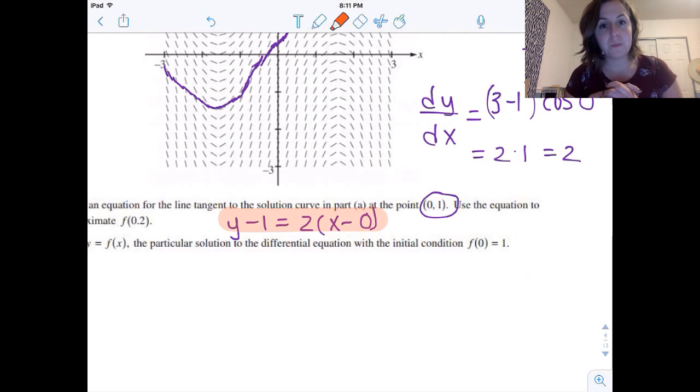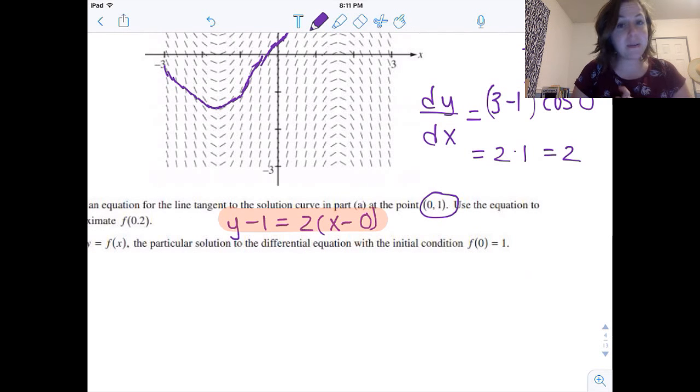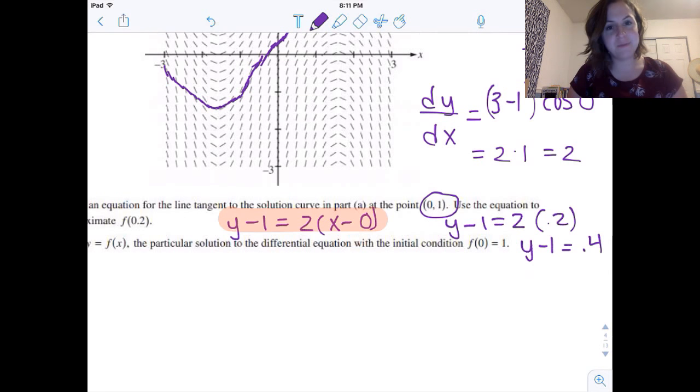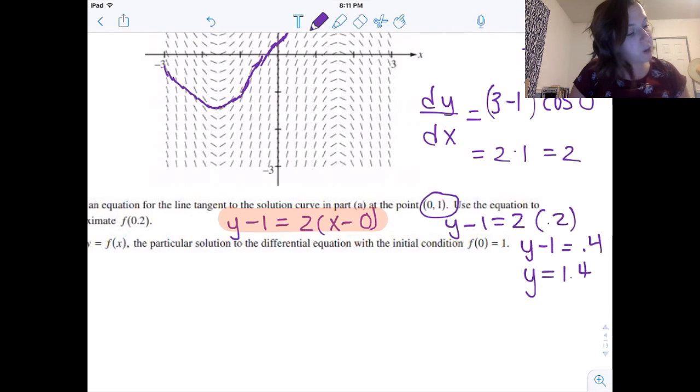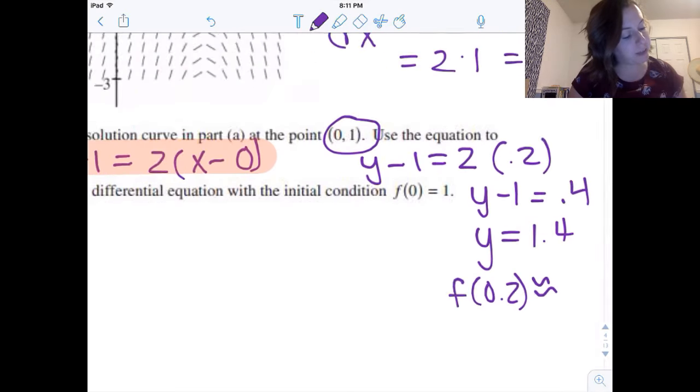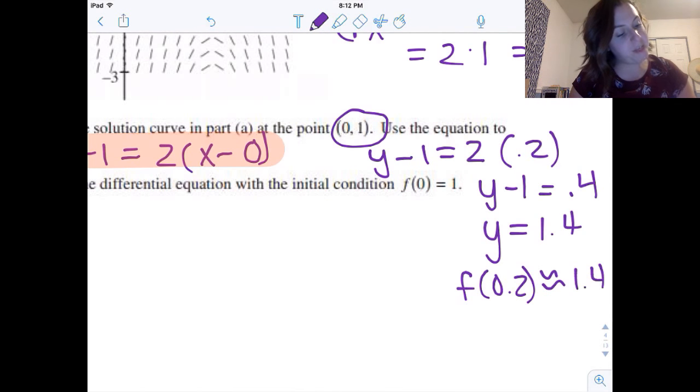So then I would say now find f of 0.2. So I'm going to plug that in. So y minus 1 equals 2 times 0.2 minus 0 is 0.2. Yes, you need to be able to do that without a calculator. So y minus 1 equals 0.4. So y would be 1.4 here. So what I know here is that f of 0.2 is approximately 1.4. That's the other part of your solution. Okay?